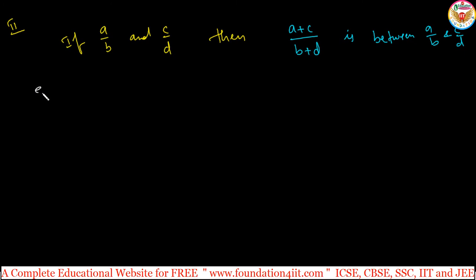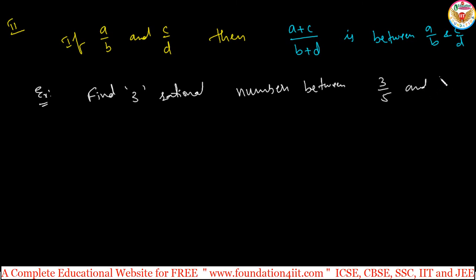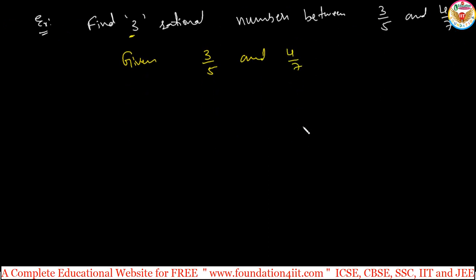Let us check with an example question. Find three rational numbers between 3 by 5 and 4 by 7. Between 3 by 5 and 4 by 7, I need to find three rational numbers. So the given numbers are 3 by 5 and 4 by 7. Now let us start.